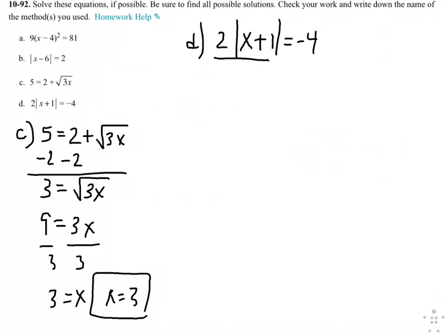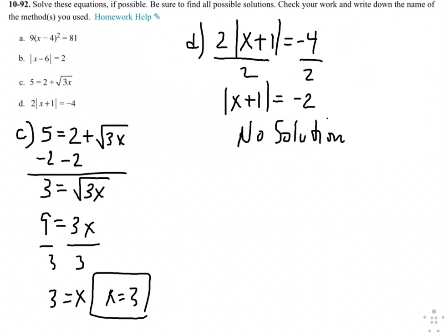And then D, 2 times the absolute value of (x plus 1) equals negative 4. Divide both sides by 2. And I get the absolute value of (x plus 1) equals negative 2. Right here I can look at this and I can say the absolute value equals a negative number. Well, knowing that the absolute value is a distance from 0 on the number line, distances can't be negative, so I could stop right here and get no solution.